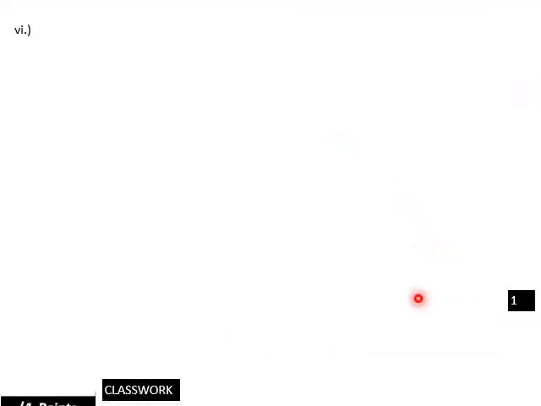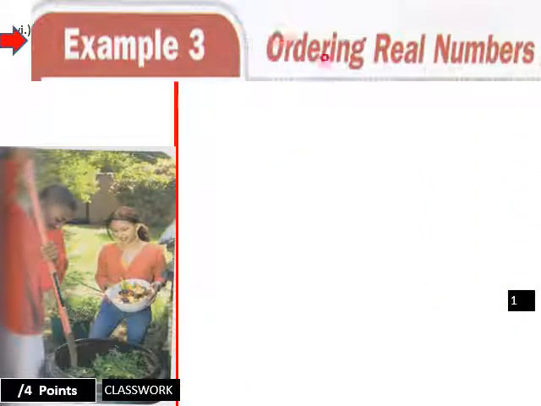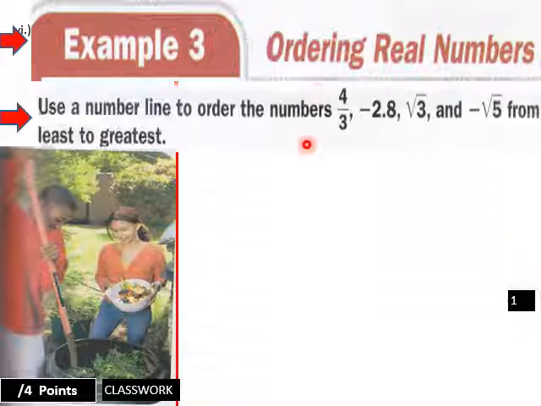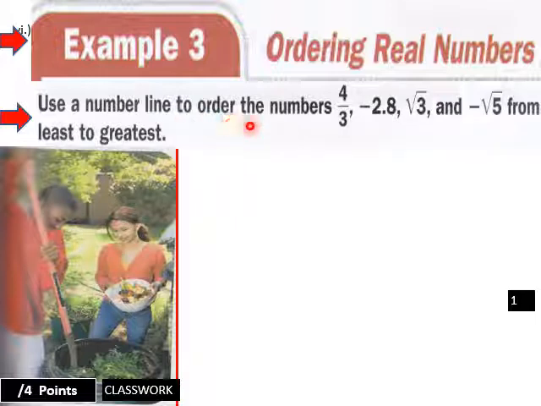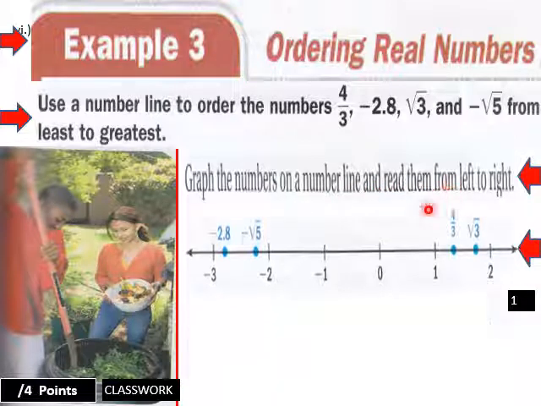We're going to go right into our next example here, which is example 3, ordering real numbers. Using a number line, order the numbers 4/3, negative 2.8, radical 3, and negative radical 5 from least to greatest. Graph the numbers on a number line and read them from left to right.